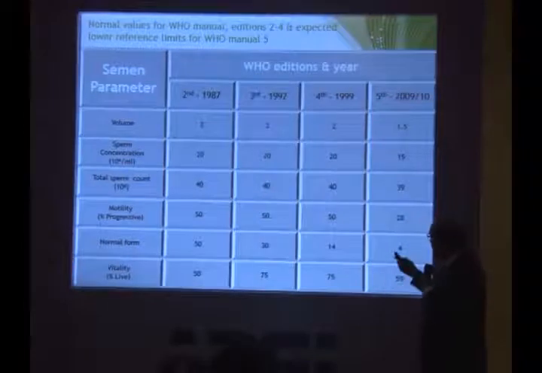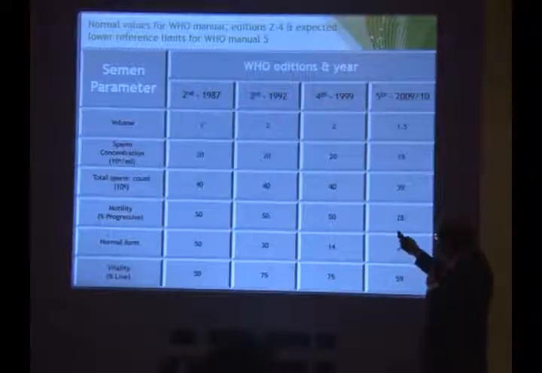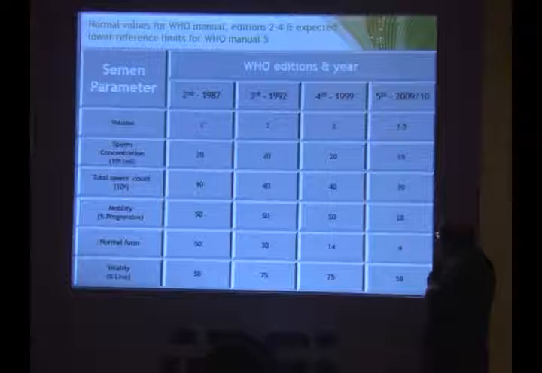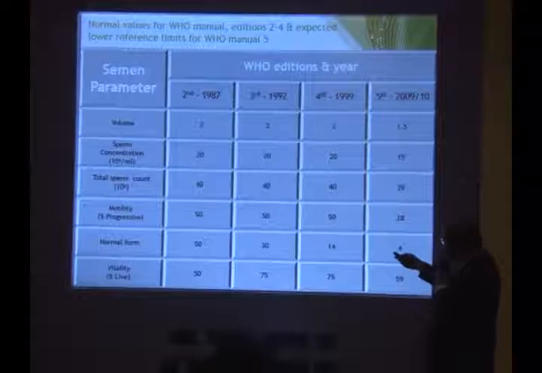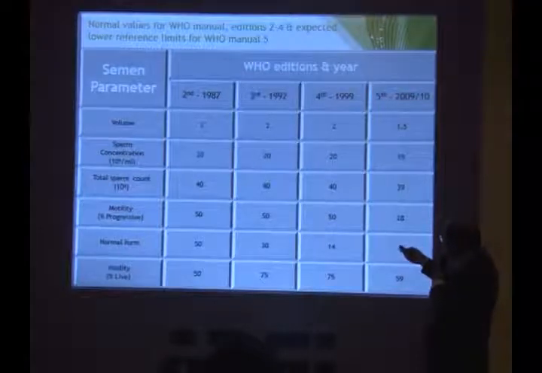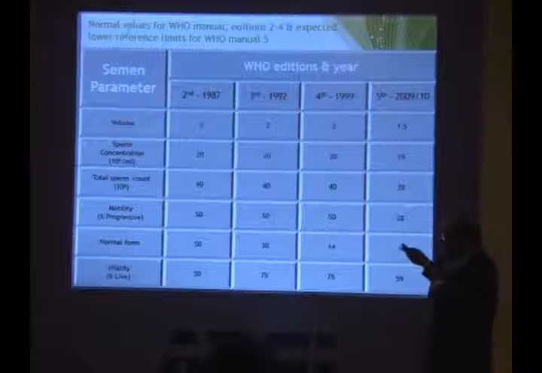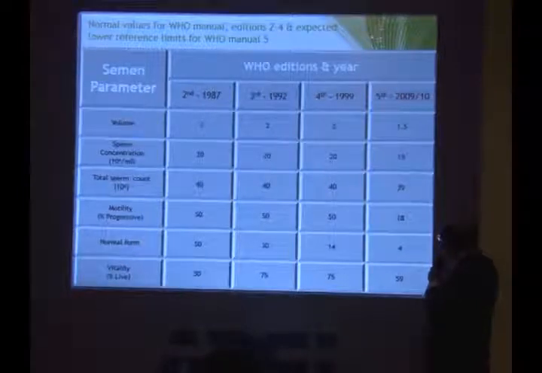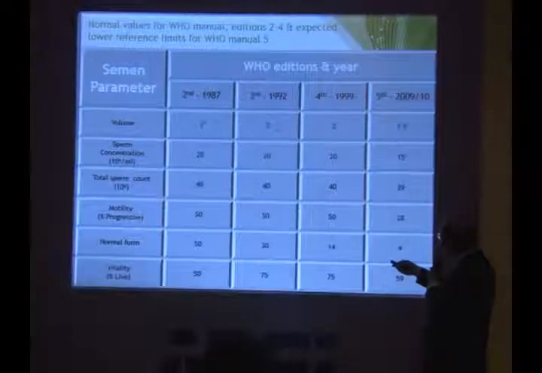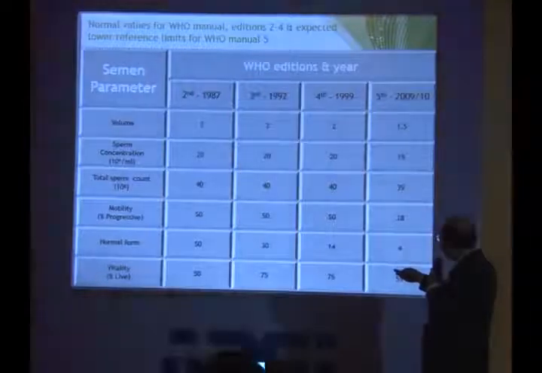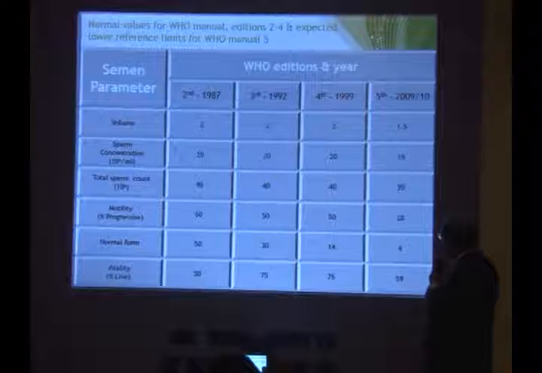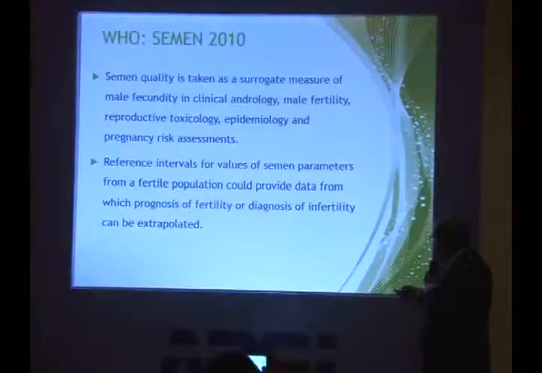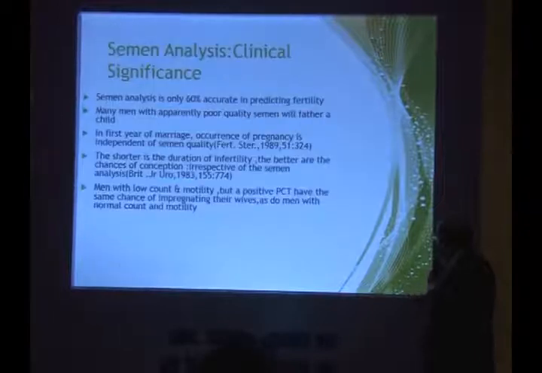See the changes in volume: in 87 it was 2 cc, and now 1.5 ml is the minimum volume. Sperm concentration was 20 million per ml as the minimum, which is now reduced to 15 million. The total sperm count is more or less the same. The forward progressive motility was a minimum of 50%, now reduced to 28%. See the change in the normal forms.